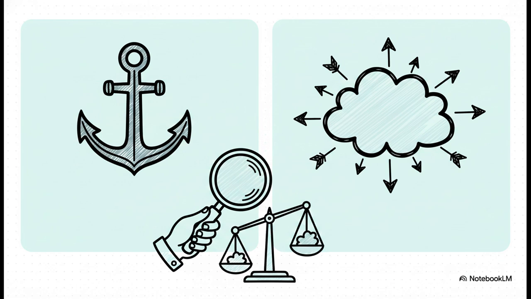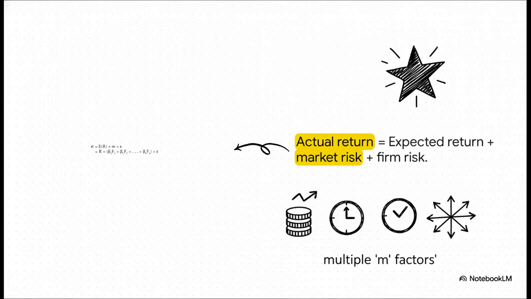But here's the kicker. Unlike CAPM, APM argues that market risk isn't just one monolithic thing. It's driven by multiple, unspecified macroeconomic factors, and each one of those needs its own beta. If we look at the APM formula, it breaks your actual return down into the expected return plus M plus epsilon. That M is really the star of the show here.